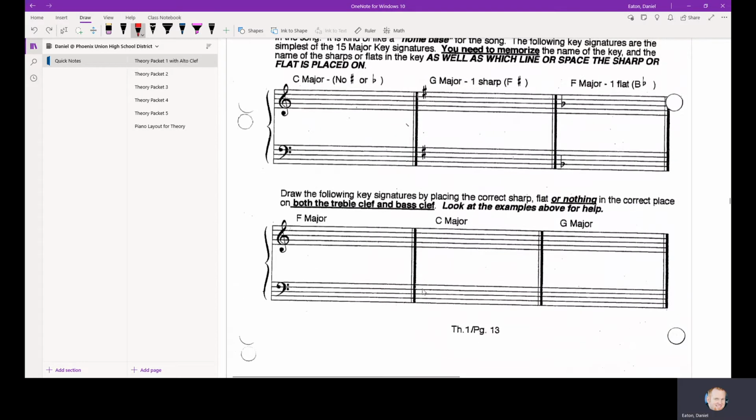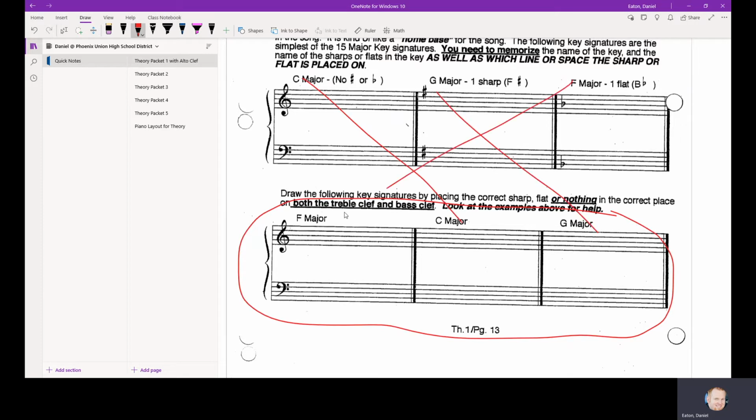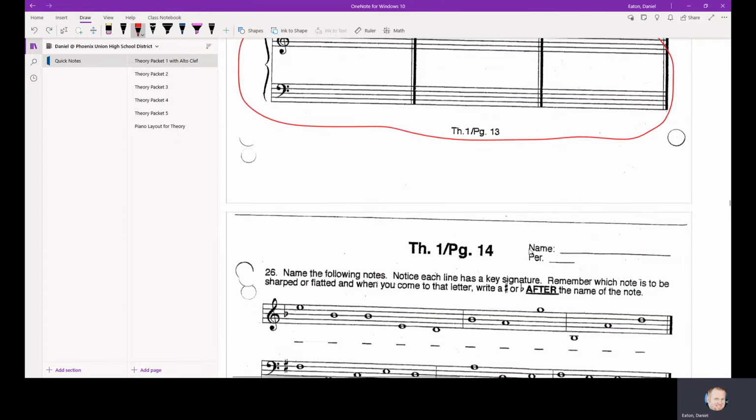Uh-oh. Oops, I hit Control-Z too many times. There we go. Okay, now we're back to where we started. I'm going to let you guys do all of these because it's literally just copying C to C major, G to G major, F to F major. You're just copying this and putting it here. It's real easy to do, okay? So that's what I'm going to have you guys do. Make sure you do this one. Very easy to do, okay?